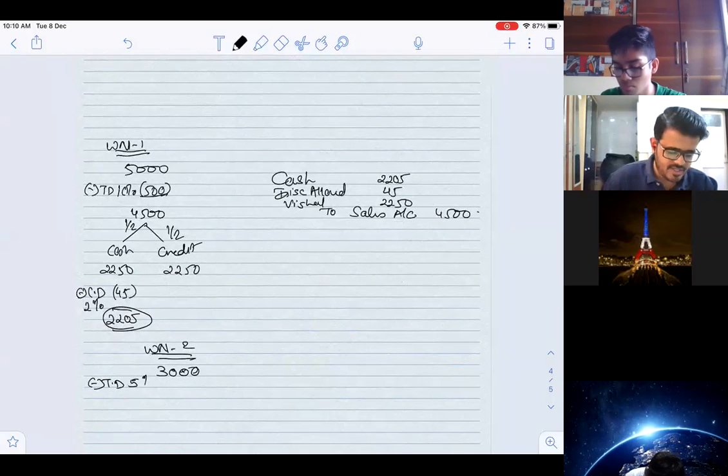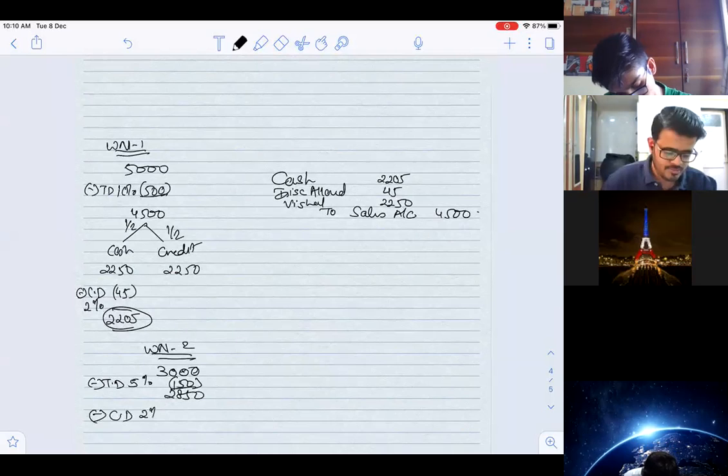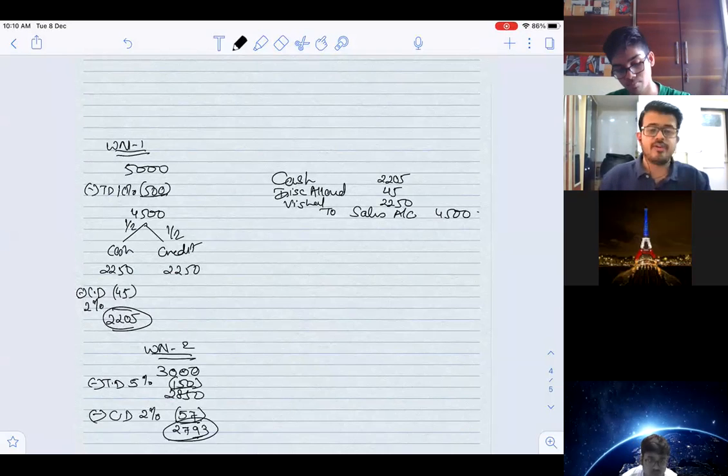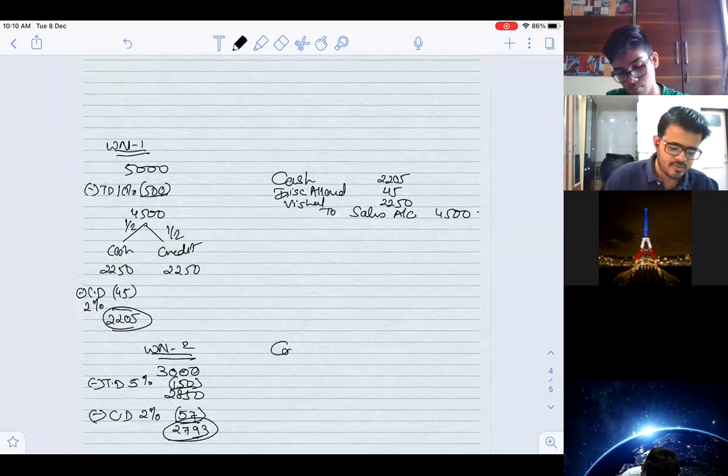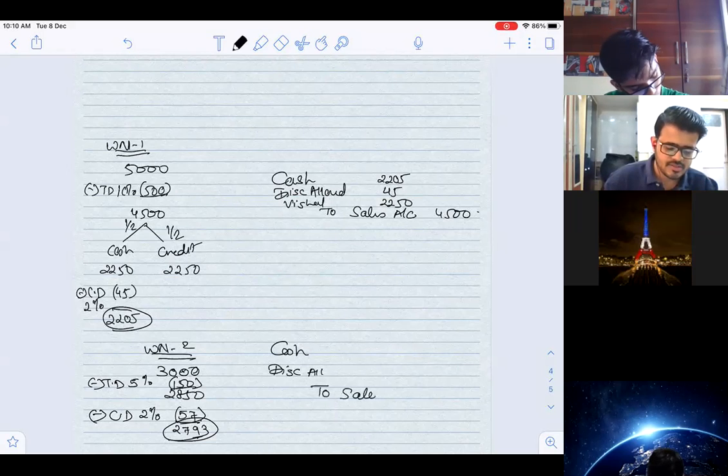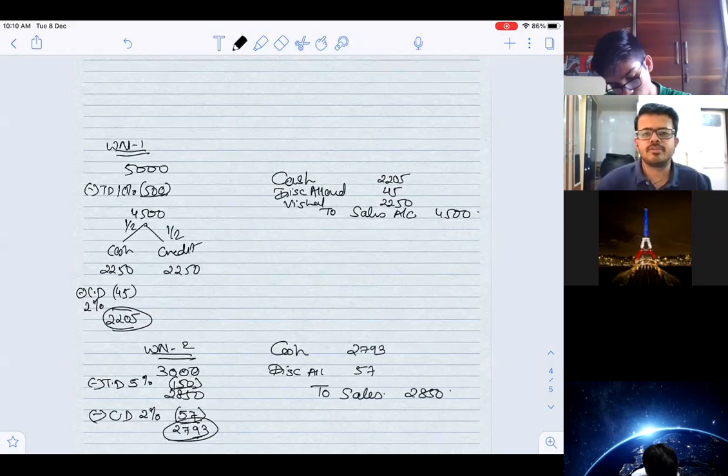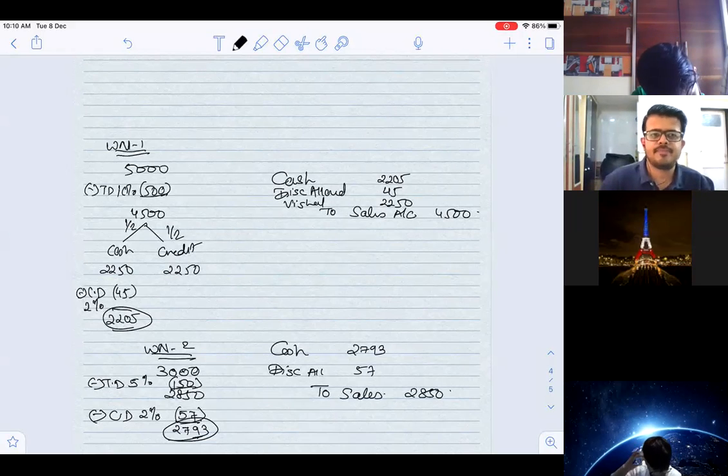That comes to 5%, so it is 150. Net is 2850. On that, CD will also be subtracted because it is on cash. 2%, which is 57, of 28.5 into 2. So net amount is 2793. And what journal entry do we pass? We have sold goods for cash, so my journal entry should be cash, discount allowed to sales. Cash 2793, discount allowed 57, to sales is 2850. TD never comes in the books. Cash, discount to sales, normal entry.